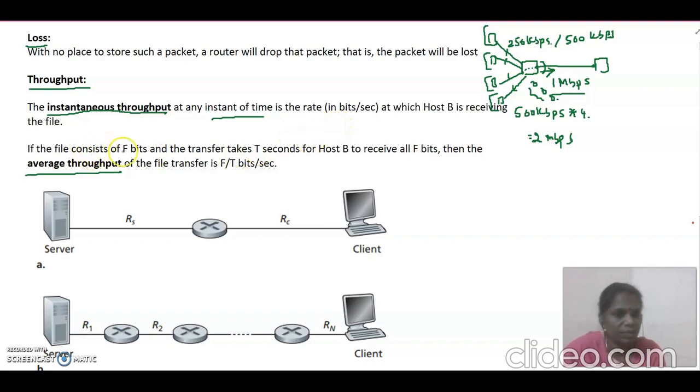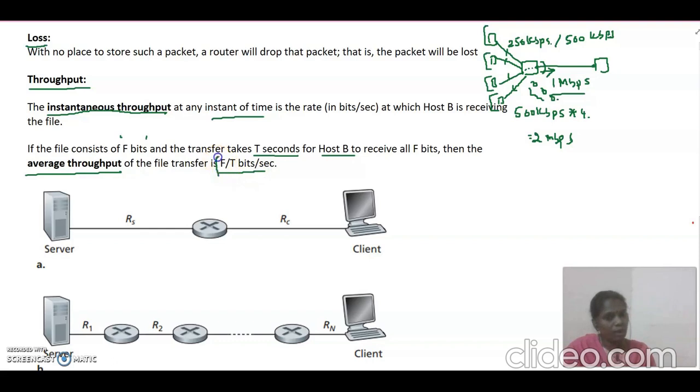Let's consider we need to transmit F bits, say 64,000 bits to be transmitted, and the time taken by the network to transmit that file is T seconds. Now host B will receive all the F bits in T seconds of time. Then what is the throughput? Throughput is nothing but F by T. That is actually the average throughput.